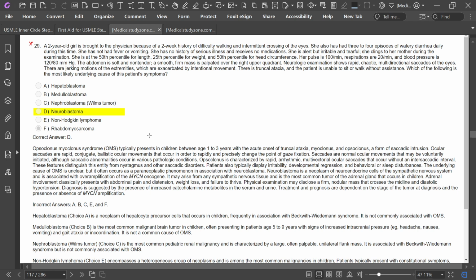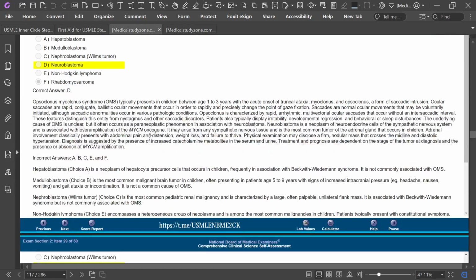Treatment and prognosis are dependent on the stage of the tumor at diagnosis and the presence of MYC amplification. Can you read B and C? Medulloblastoma is a common malignant brain tumor, often presenting in patients aged 5 to 9 years with signs of increased intracranial pressure, headache, nausea, and vomiting, gait ataxia, or incoordination. It is not a common cause of opsoclonus-myoclonus syndrome.